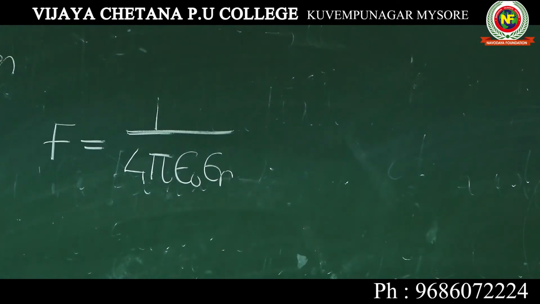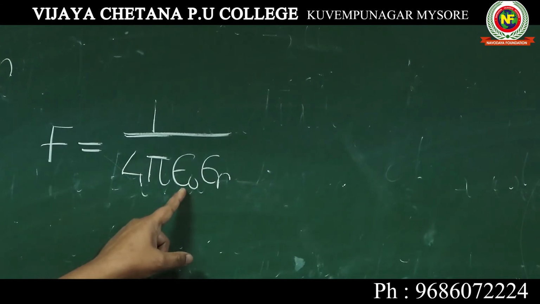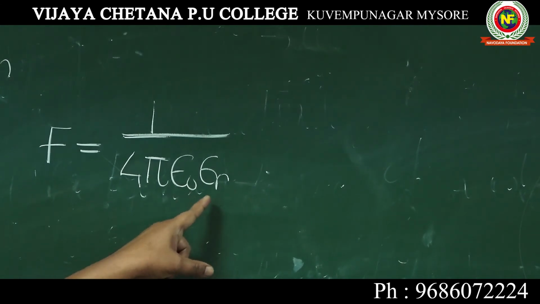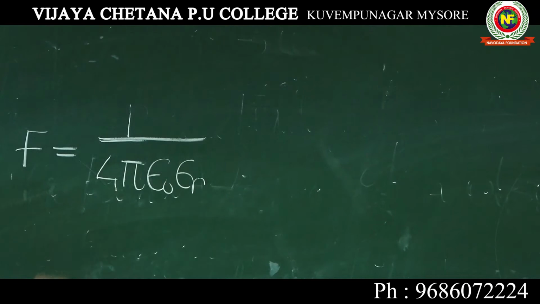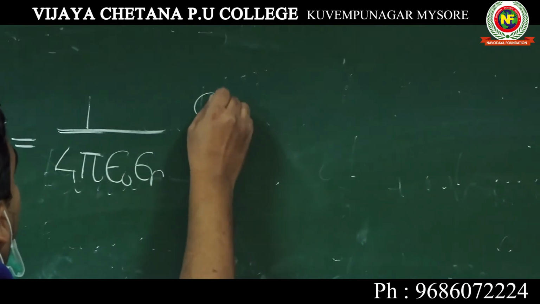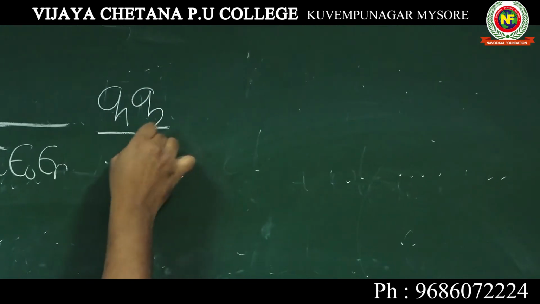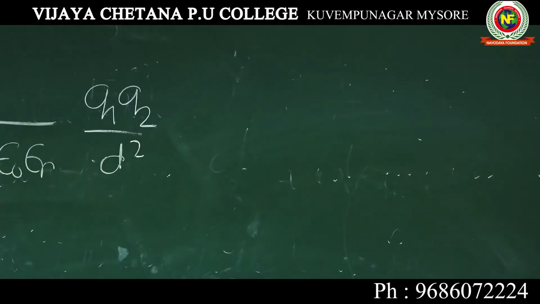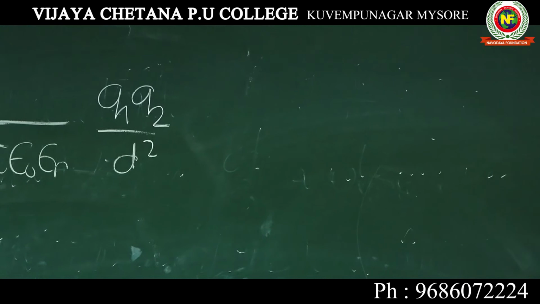Epsilon naught epsilon r is only for vacuum. But now you have a medium. Therefore, the denominator must be multiplied by epsilon r: Q1 Q2 divided by distance square. I think you can follow it.